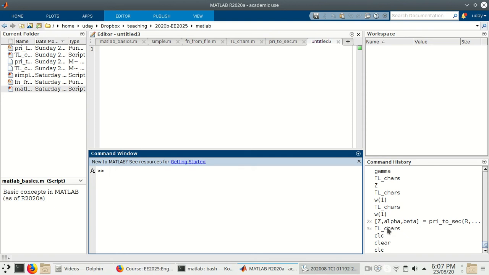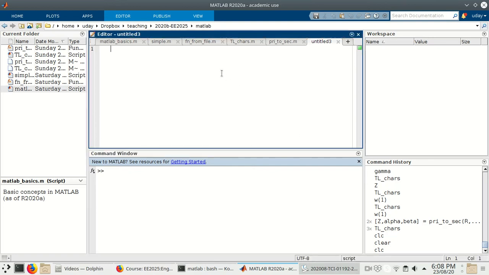Welcome back to this continuation of MATLAB and how to work out transmission lines in MATLAB. In this module, what we look at is how do I visualize all the different kinds of waves on a transmission line. I've created a new script file.